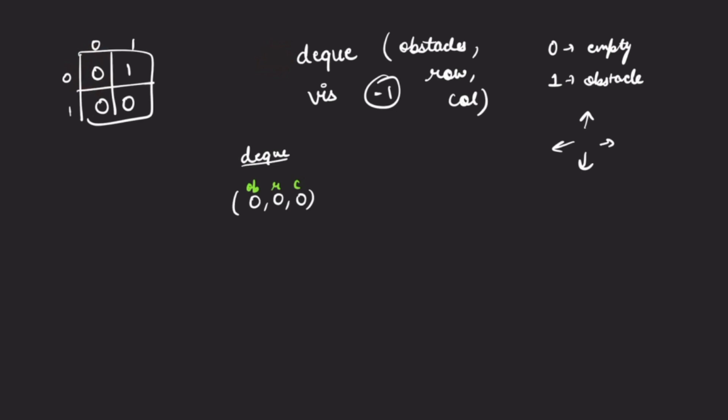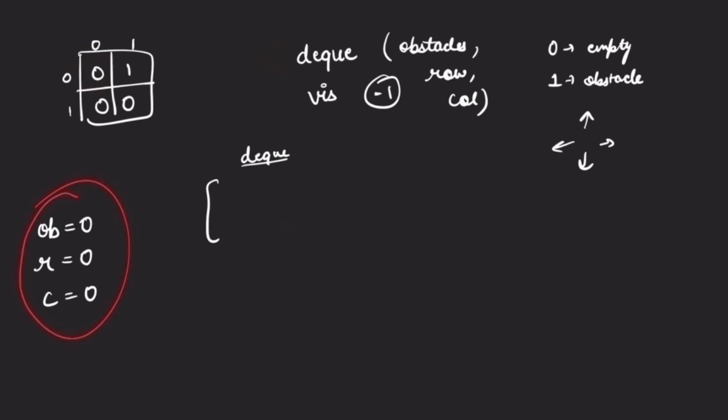Now, what do we do in breadth-first search? While our queue does not become empty, we keep taking the front of the queue. Similarly here, while our DQ is not empty, we will take the front element. For now, in our DQ, the front element is this: the number of obstacles is 0, row is 0, and column is also 0. And we will remove this from our DQ. Now you will consider the neighboring cells of this. What are its neighboring cells? 0, 1 and 1, 0.